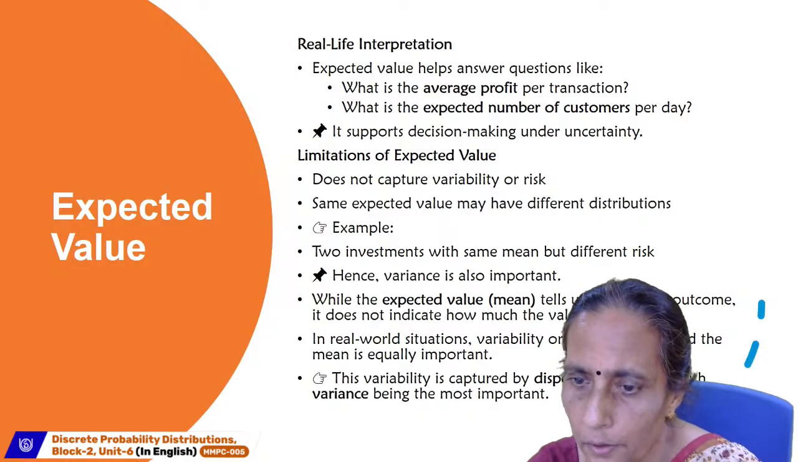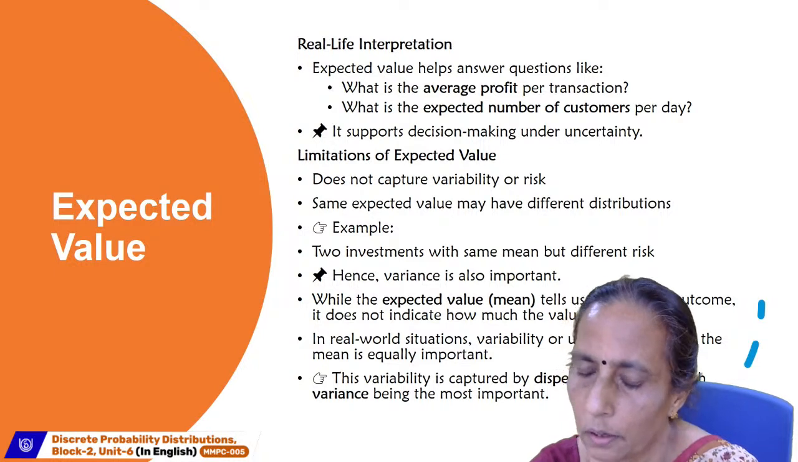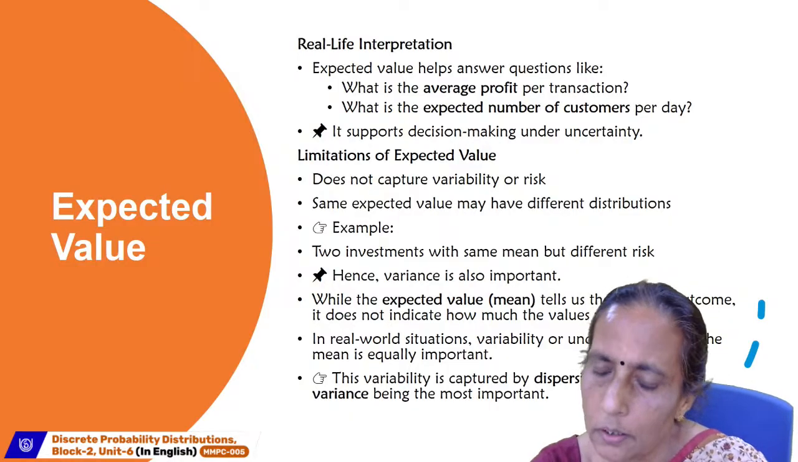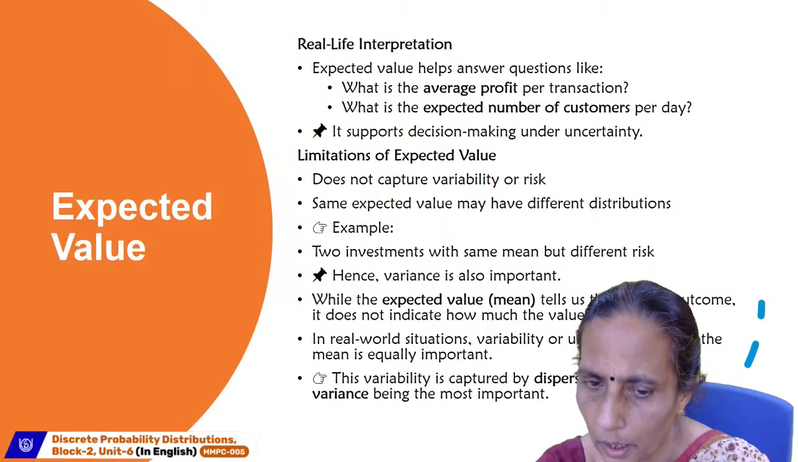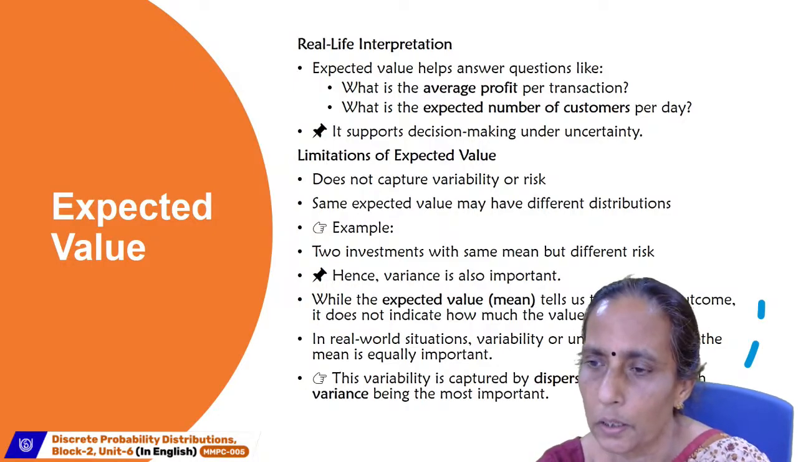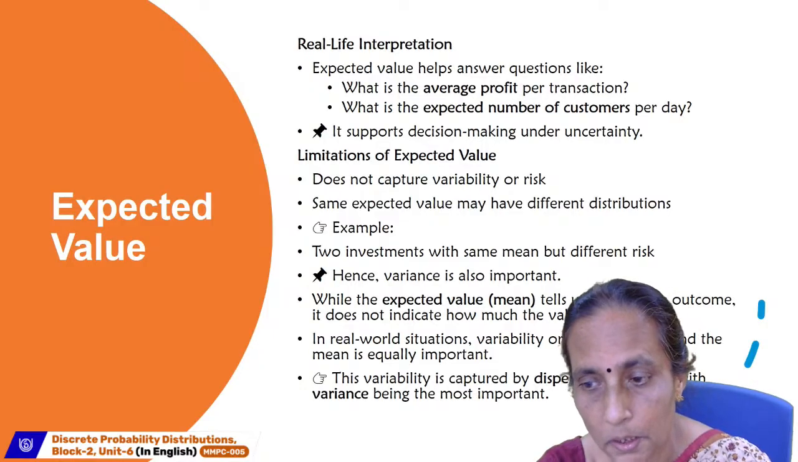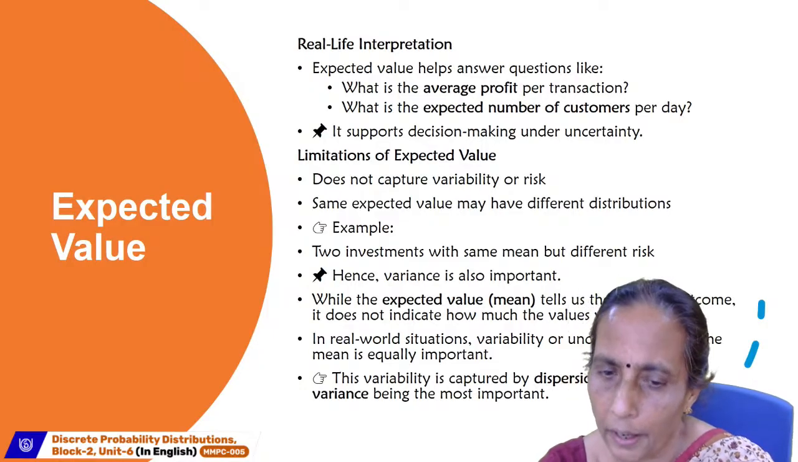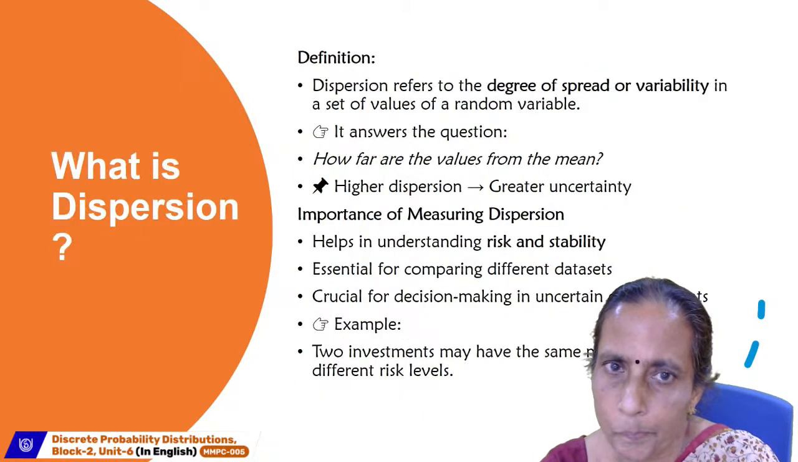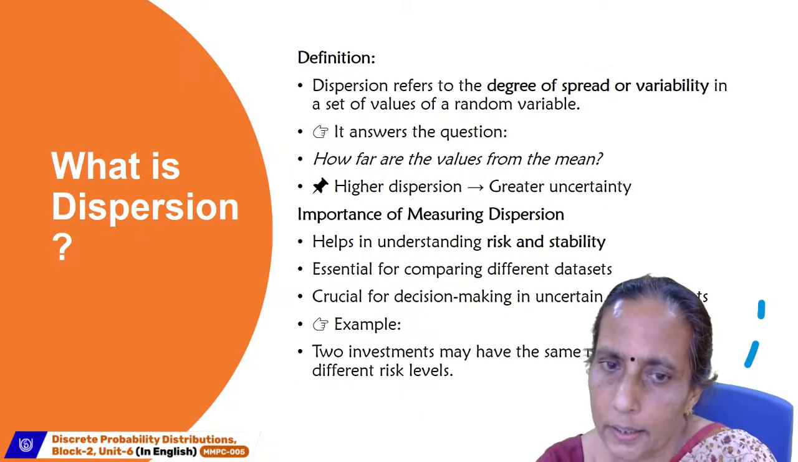While the expected value tells us the average outcome, it does not indicate how much the values vary. So in real-world situations, variability or uncertainty around the mean is equally important. Hence, variability, or the dispersion measures such as variance, are also very important. So what exactly is dispersion?